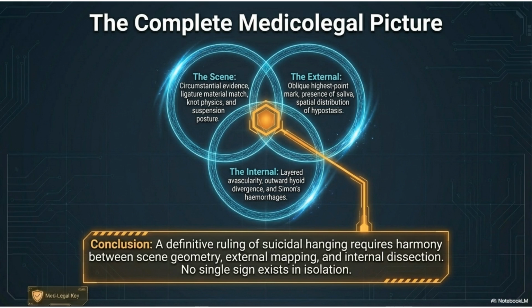A complete medico-legal picture requires integrating 3 elements: the scene's circumstantial evidence, the external mapping, and the internal dissection findings. A definitive ruling of suicidal hanging requires harmony across these factors, as no single sign exists in isolation.